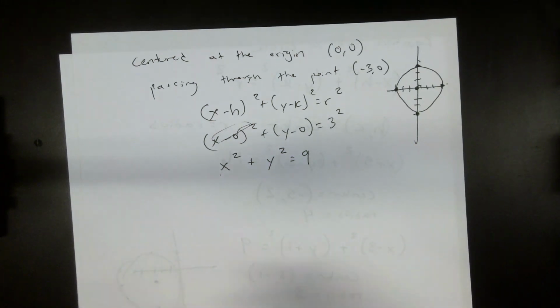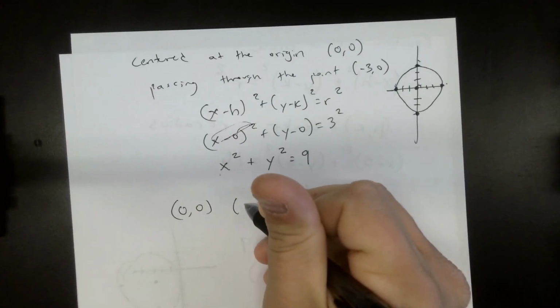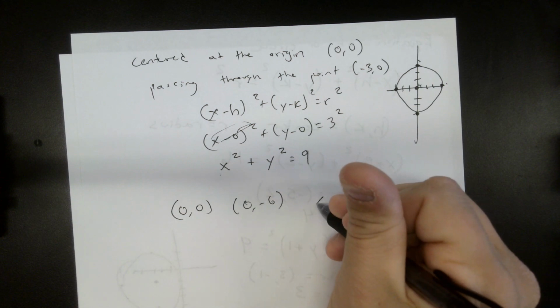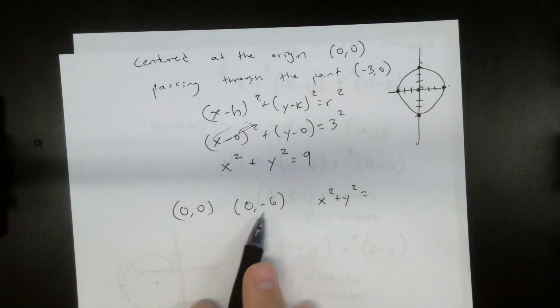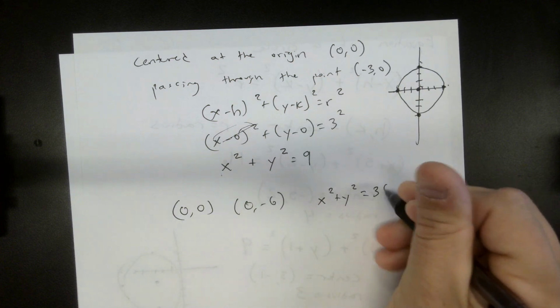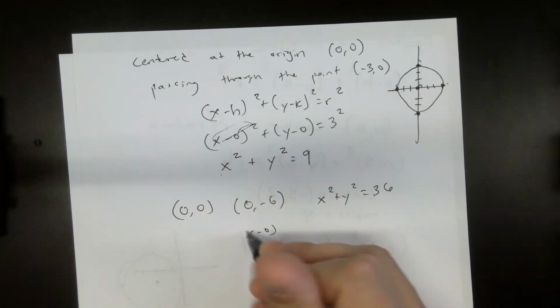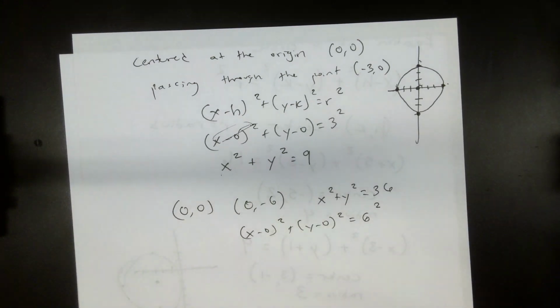Okay, so listen to this one. It's centered at the origin, so it's centered at 0, 0, and it passes through the point 0, negative 6. Anytime it's centered at the origin, it's just x squared plus y squared equals, our radius is 6, so what number is right here? 36. And there's your equation. Because this would be simplified from x minus 0 squared plus y minus 0 squared equals 6 squared. So it becomes x squared plus y squared equals 36. Does that make sense?